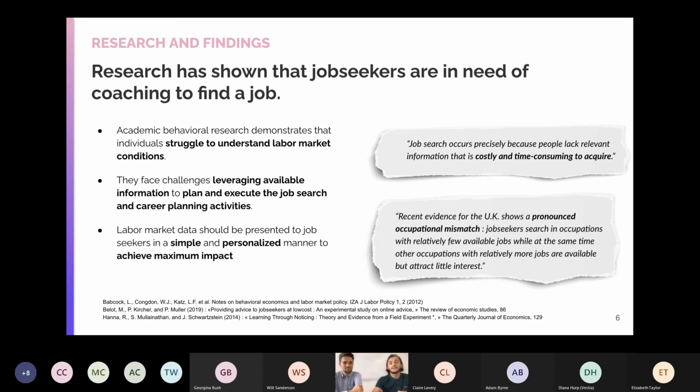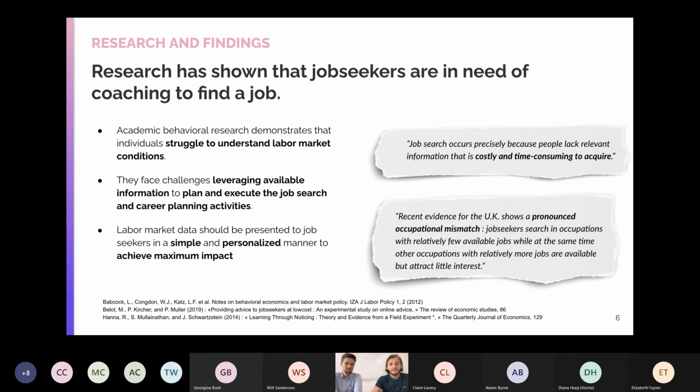The first one being that they have a hard time understanding the labor market condition. It can be difficult for them to get a sense of what it means if the market is stressed, things like that. Second thing, one of the most important also, is the fact that they had a difficult time when they could access this information to make sense of it, to plan and execute job search and career planning activities. Some of them might spend too much time on job boards and not have a defined project. And so they needed to make sense of this information.